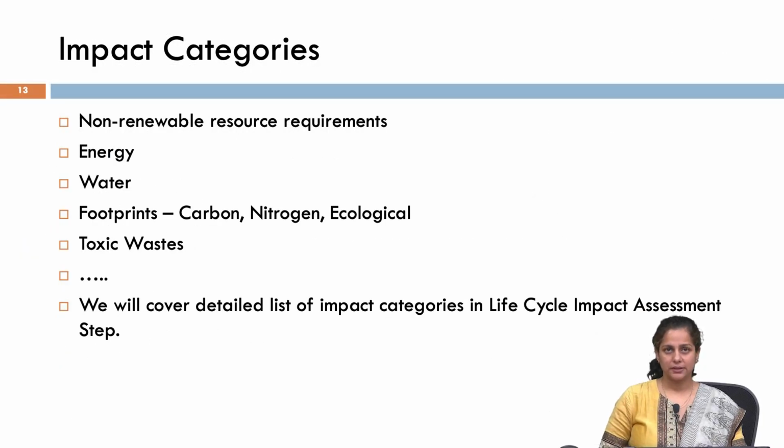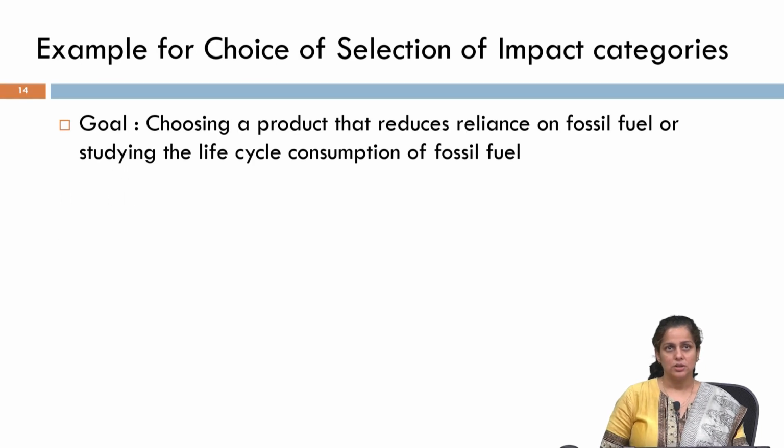Some of the impact categories are non-renewable resource requirements, energy, water, footprints, carbon, nitrogen, ecological, and we will definitely go through the theory of carbon footprinting, nitrogen, ecological footprinting, and also we will cover the list of detailed impact categories in the life cycle impact assessment step.